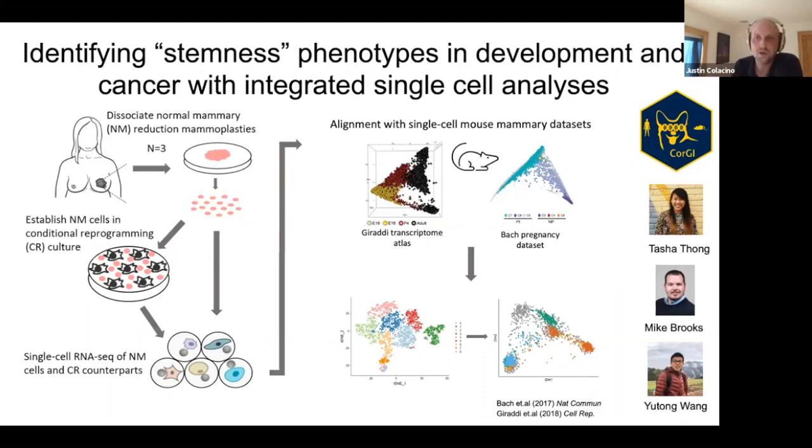And so this was all work that was done by Tasha Tong, who's a great toxicology PhD student in my lab, Mike Brooks, who's a postdoc in Max Wish's lab, and then Yutong Wang, who is an electrical engineering and computer science PhD student who's just a whiz and came up with all of these cool data set alignment tools, including this one, which we used in this paper called Corgi.